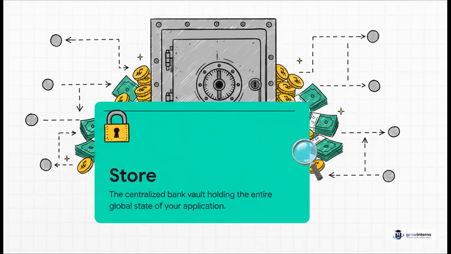Now, what's really interesting about this slide is the analogy. The concept of a Redux store can sound a bit intimidating at first, but honestly, just think of it as a centralized bank vault holding the entire global state of your application. Instead of spreading data around dozens of different components, all your global data lives securely inside this one single vault. It's safe, it's centralized, and it's highly structured.